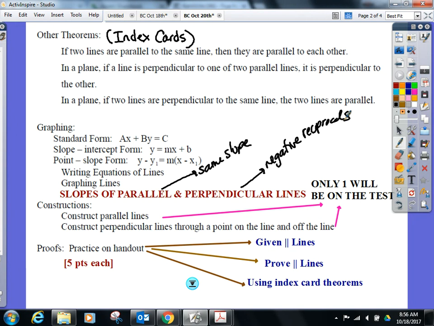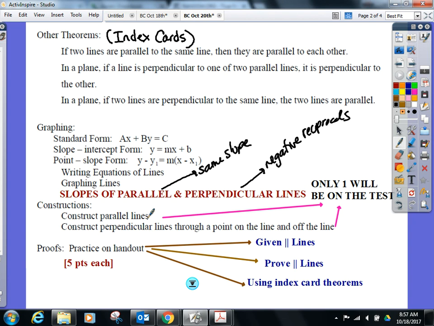Okay. Constructions we went over on Thursday: how to construct a parallel line and how to construct a perpendicular line. And just remember, with a perpendicular line, the point I draw that perpendicular line through could be on the line or it could be off the line. Out of these two constructions, parallel lines and perpendicular lines, I will only be putting one on the test. Okay, so just make sure you're prepared for both.